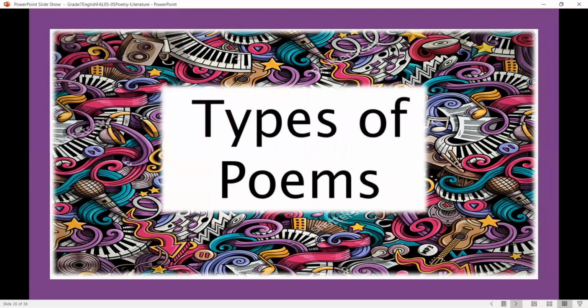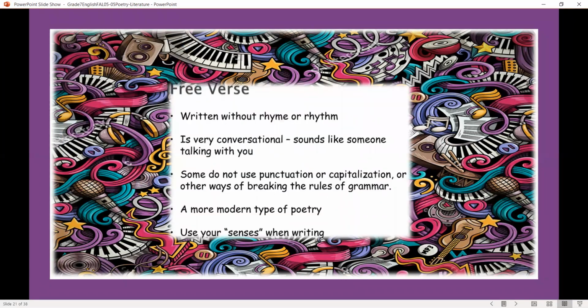Now we're going to the types of poems. Okay, so we have free verse. Now free verse has no rhyme. It doesn't rhyme, okay? It doesn't have a rhythm, so it doesn't have a beat to it. It's like you and me talking. It's just conversational, okay? What makes it not be a paragraph is that, remember, a poem's lines do not go to the end of the page. Okay, they are supposed to be short. If you keep going to the end of the page, then it's not a poem, it's a paragraph. Okay, so even though it's conversational, the lines are still short.